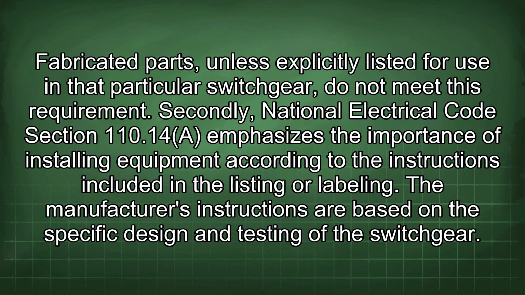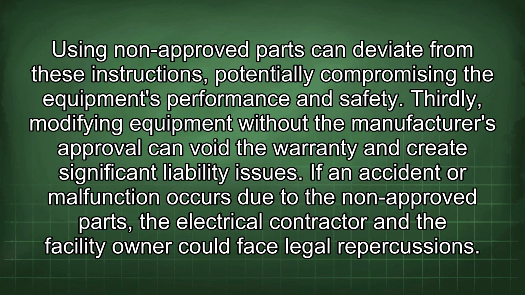Secondly, National Electrical Code Section 110.14 emphasizes the importance of installing equipment according to the instructions included in the listing or labeling. The manufacturer's instructions are based on the specific design and testing of the switchgear. Using non-approved parts can deviate from these instructions, potentially compromising the equipment's performance and safety. Thirdly, modifying equipment without the manufacturer's approval can void the warranty and create significant liability issues.